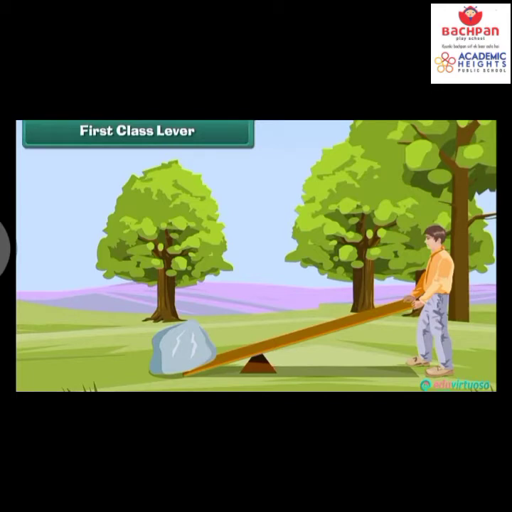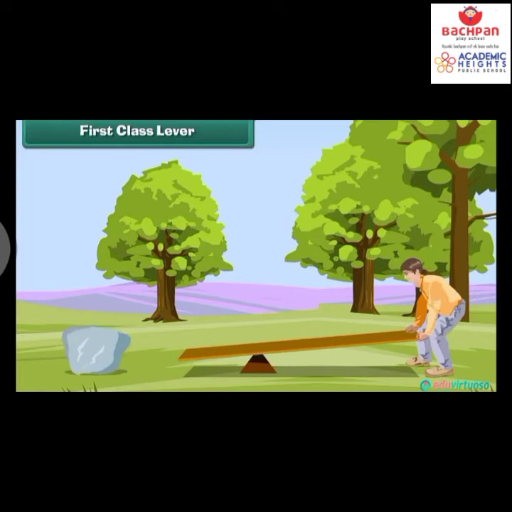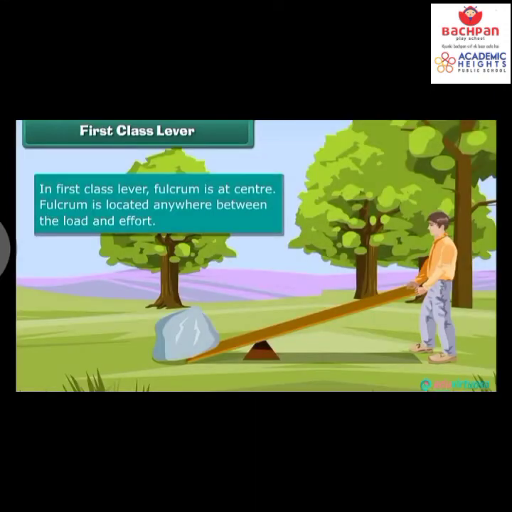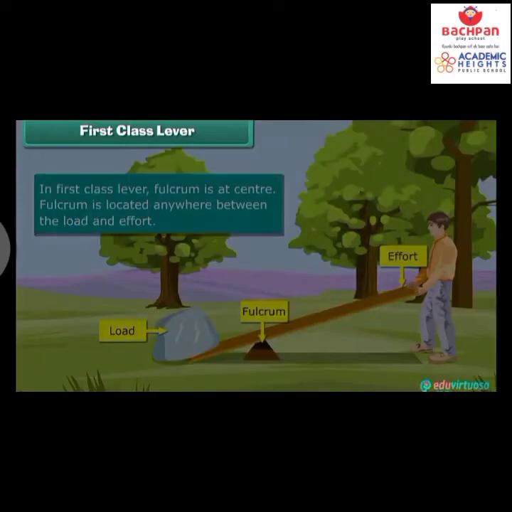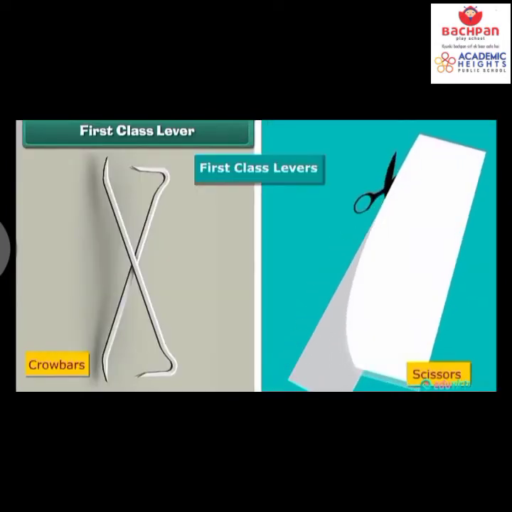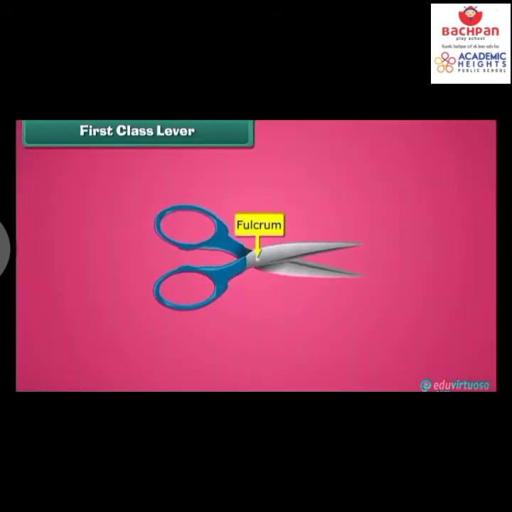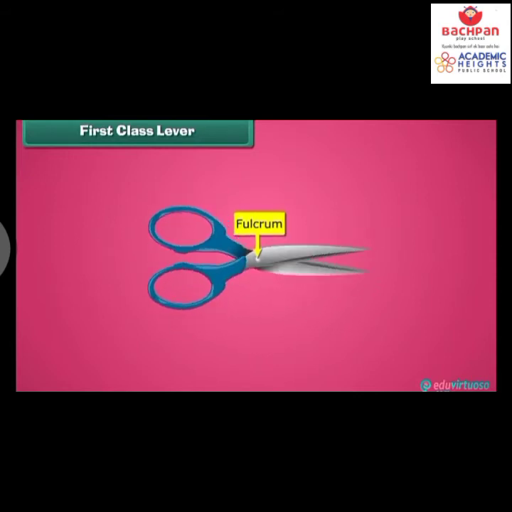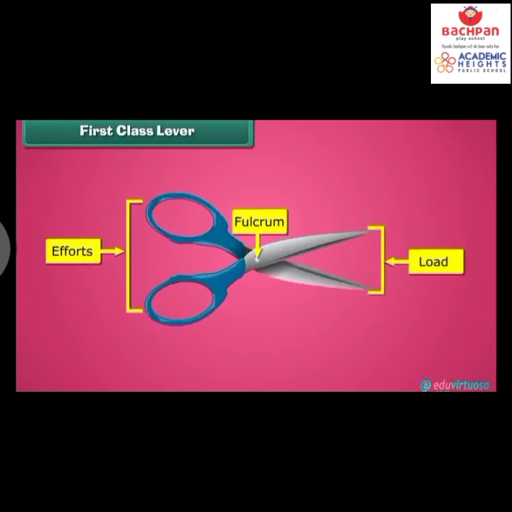First class lever. See, if there is a heavy rock, can you think about lifting it up? Yes, we can do it with a first class lever. See, the rock has been lifted. In the first class lever, the fulcrum is at the center, anywhere between the load and the effort. The man is exerting the effort. So, crowbars and scissors are first class levers. See, the fulcrum is in the center. The effort is from the back, and in the front we have the load.